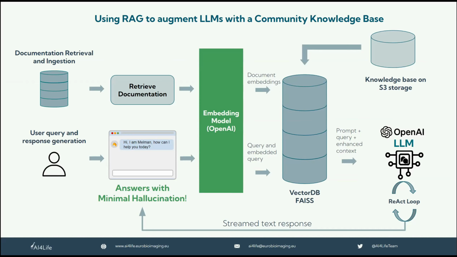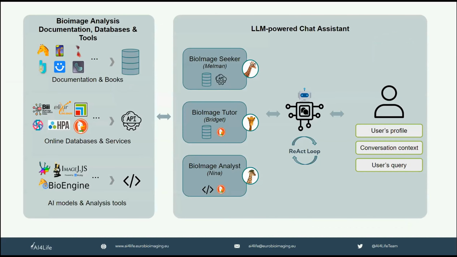This was the key idea of how the chatbot was born, but now we are a bit far from that. I said again, we have a team of great people. We've worked on it a lot, and now it looks more like this. We have three different ways to answer the questions of the people. We have what we call three different assistants. One is the BioImage Seeker, the BioImage Tutor, and the BioImage Analyst. Each of them has different features or capacities.